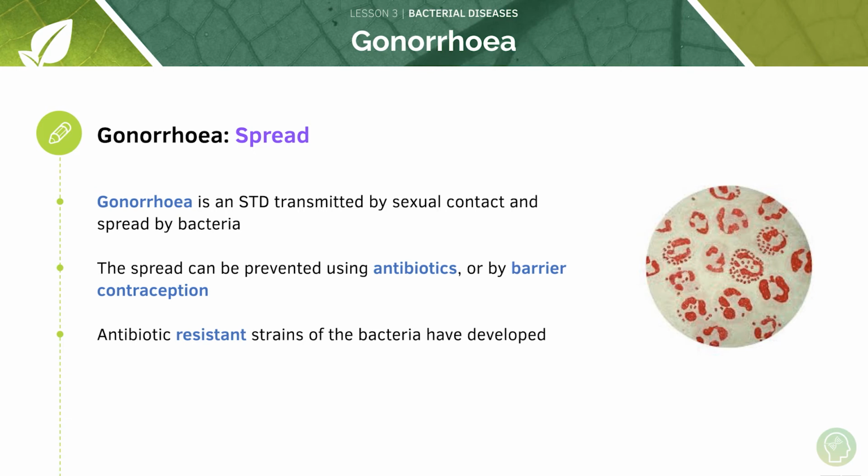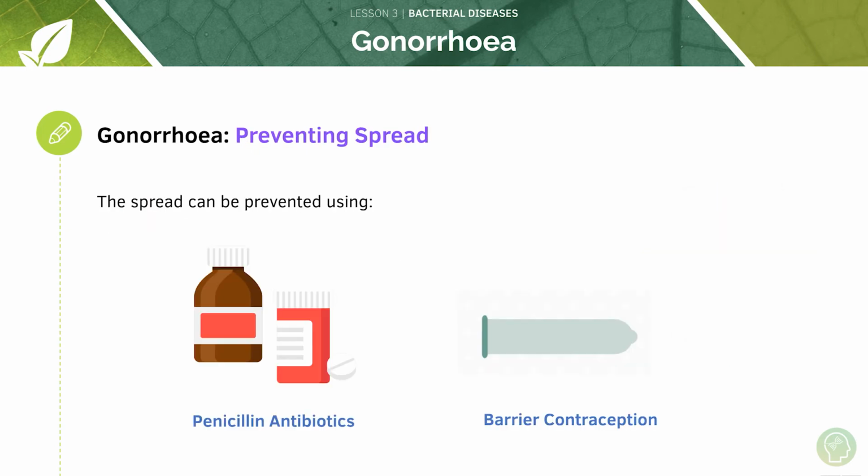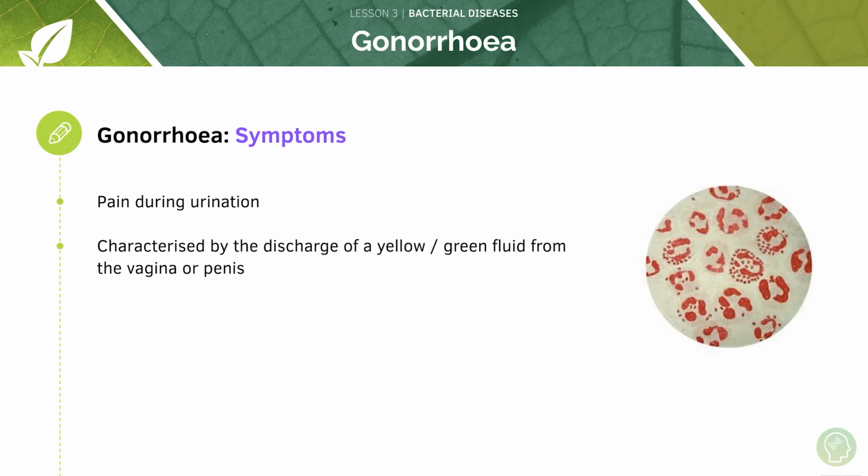Also, antibiotic-resistant strains of the bacteria have developed, and this has led to some issues regarding treatment or prevention by antibiotics. As I said, the spread can be prevented using 2 methods, penicillin antibiotics or barrier contraception. But because of the emergence of antibiotic-resistant strains of bacteria, we can actually no longer use penicillin antibiotics anymore. The symptoms of gonorrhoea include pain during urination and also a fluid discharge from the vagina or the penis.